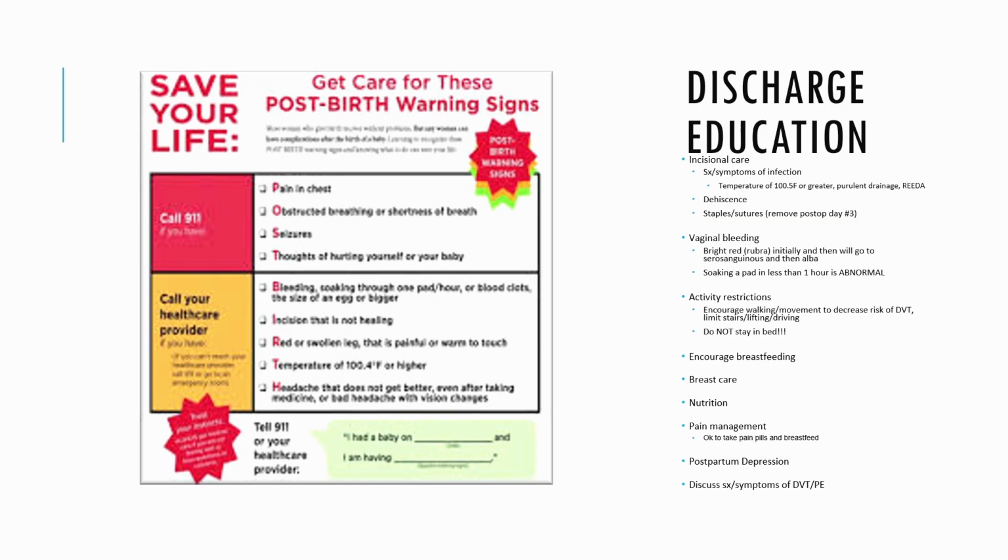Talk to her about vaginal bleeding and what's normal. It should start off as a bright red bleeding, and then it will go to a pinkish color and then to a clear color. Tell her that if she's soaking a pad in less than an hour, that's too much bleeding and she needs to come back.